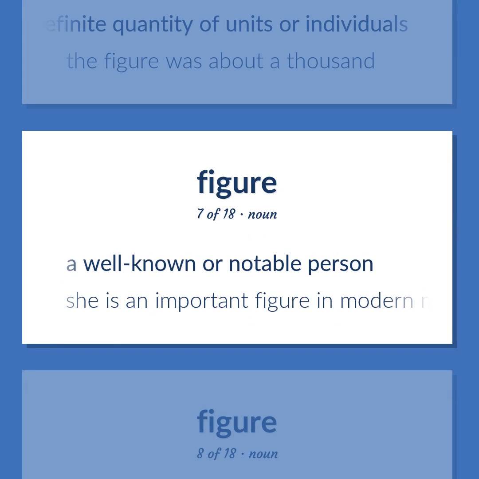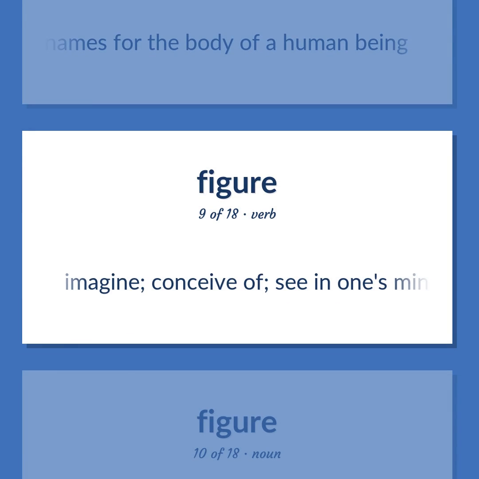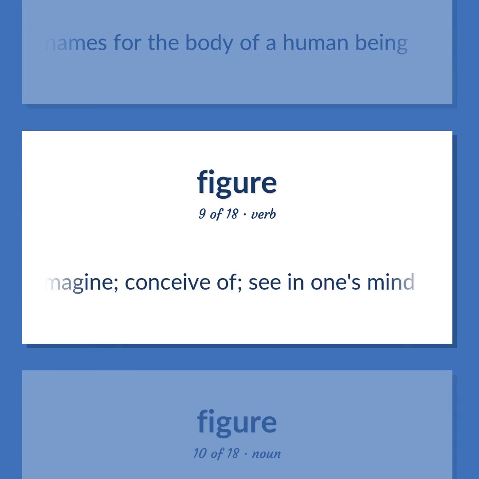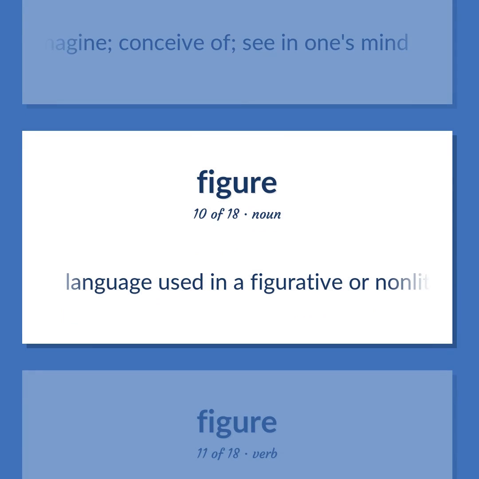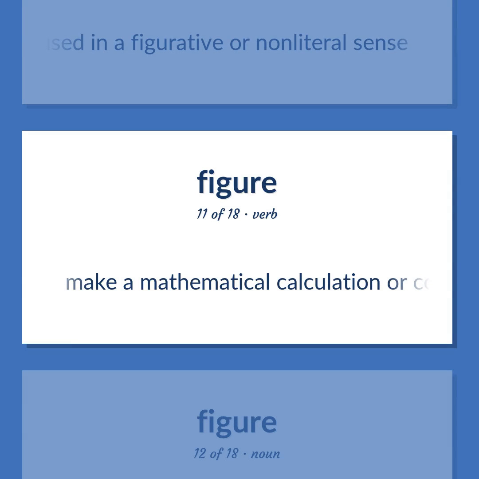A well-known or notable person. She is an important figure in modern music. Alternative names for the body of a human being. Imagine. Conceive of. See in one's mind. Language used in a figurative or non-literal sense. Make a mathematical calculation or computation.